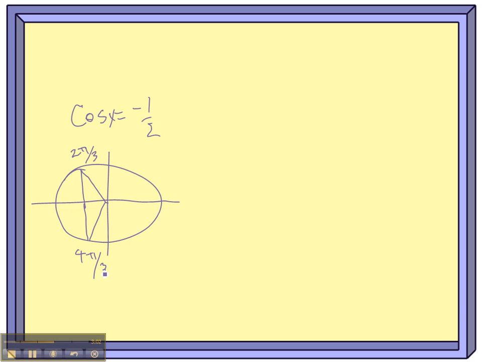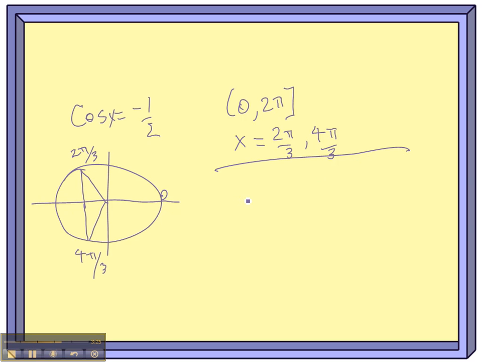Let's say we want the solutions only in the interval from 0 to 2 pi. Then we only have two solutions. Here's 0 all the way around to 2 pi. It's the two answers that we just came up with there. 2 pi over 3 and 4 pi over 3, and that's it.